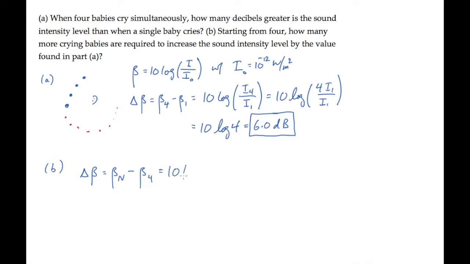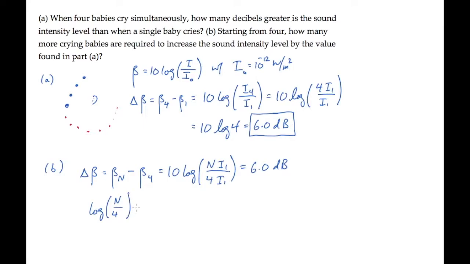That equals 10 log n times the intensity of 1 baby crying divided by 4 times the intensity of 1 baby crying. And we know that that equals the same value we calculated in part A, 6 dB. Now we need to solve for the number n.